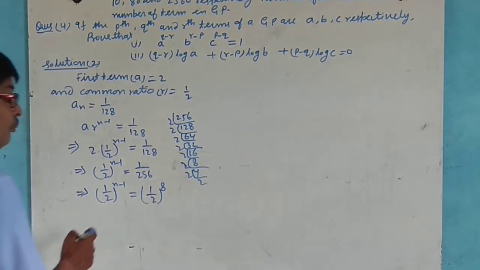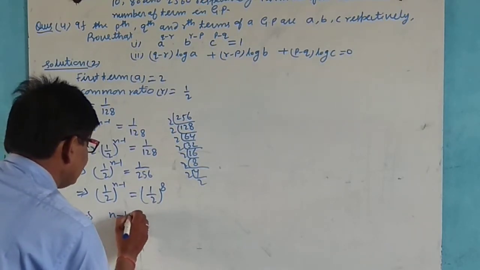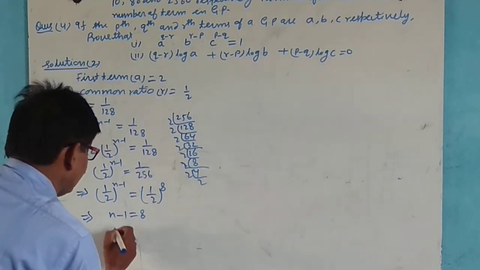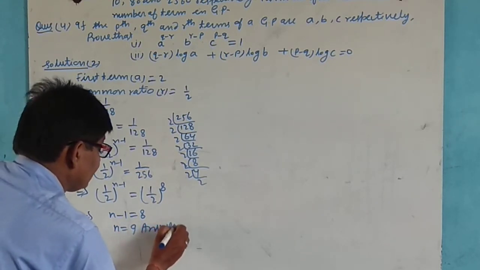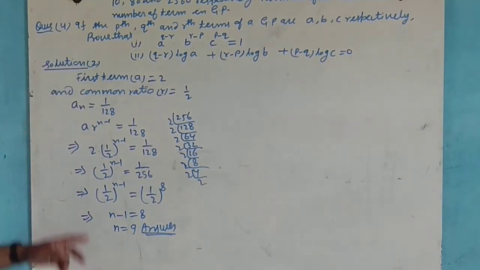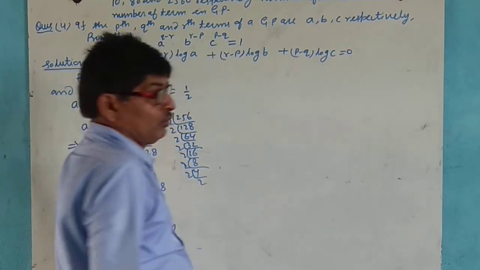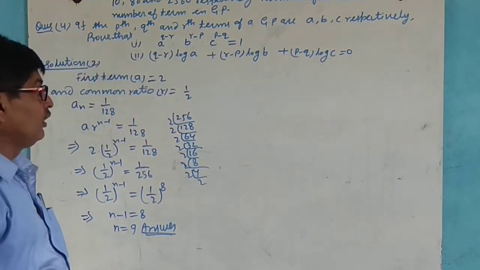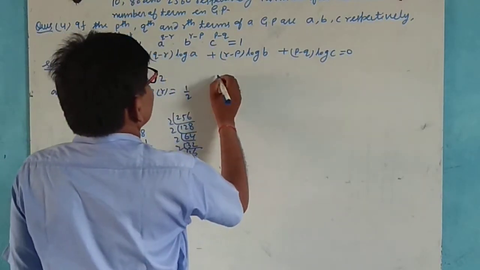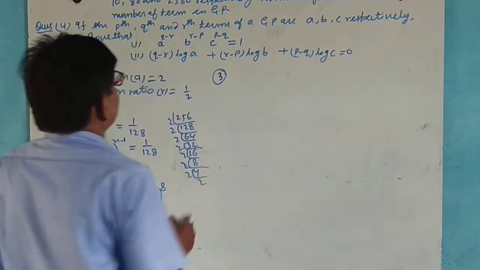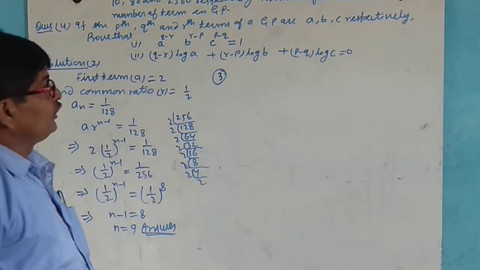Now by the law of indices, n minus 1 equals 8, so that n equals 9. It means that the 9th term of this series is 128. Now question number 3. Here the fourth, seventh and last term of a GP are given.